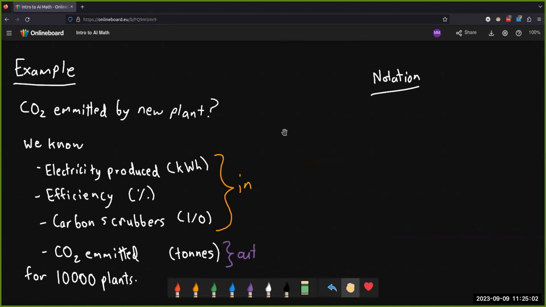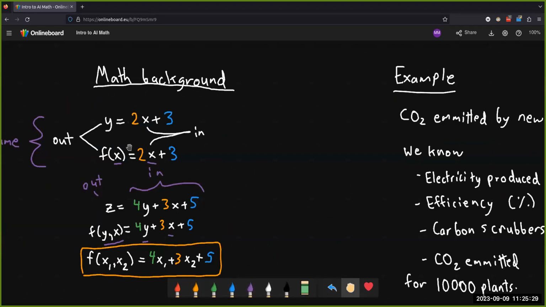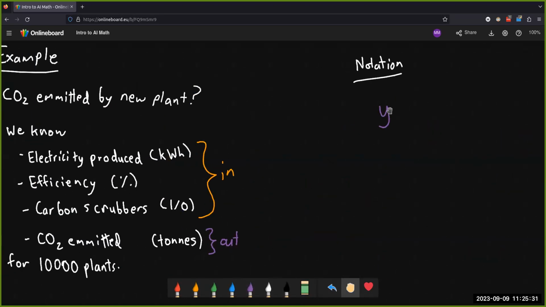So, some notation that I'll introduce here. We want to set up some equations that eventually give us predictions about this output. I will call this output y, because we often call the output that we're trying to get out y. That's what you're used to anyway from these equations. So let's call this output y, the CO2 emitted.